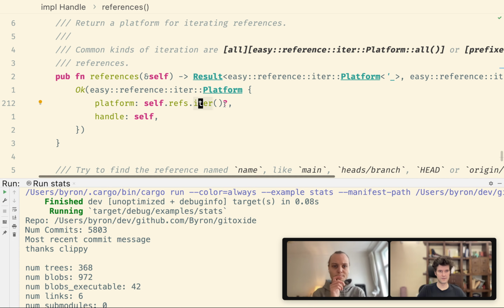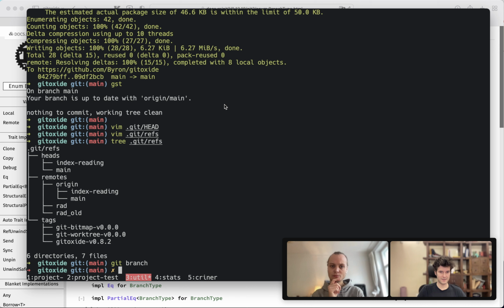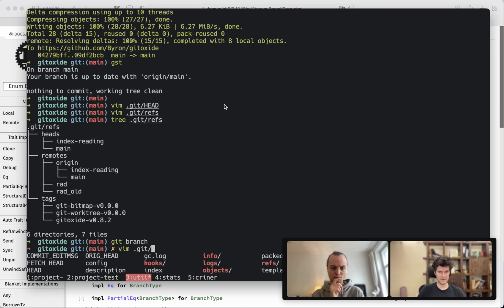Because we get the iterator here over references, apparently, and that is set to be able to fail because this currently gets a latest reading on the packed refs, and these packed references, reading that file can potentially fail. This is why getting an iterator can fail. So what this really does is it gets a snapshot on your refs as much as possible.